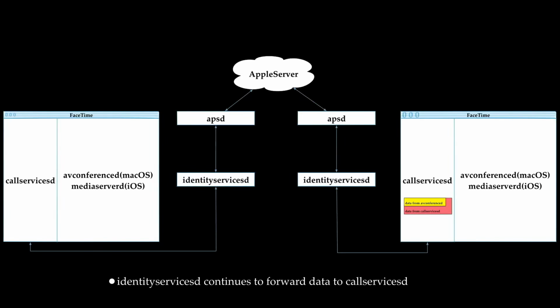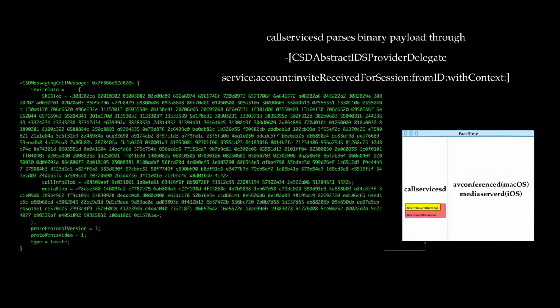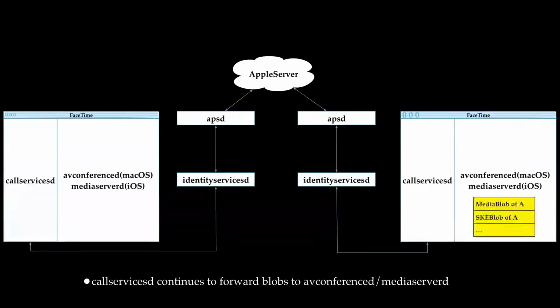And then IdentityServicesD will continue to forward the data to COSOSD. COSOSD will parse the binary payload through the function, and after parsing, it looks like this. It looks like an NSDictionary. And then COSOSD will continue to forward the blobs to AVConferenceD or mediaserverd on the remote side. And we can see here the AVConferenceD or mediaserverd of the remote side has received the blobs from the local side.